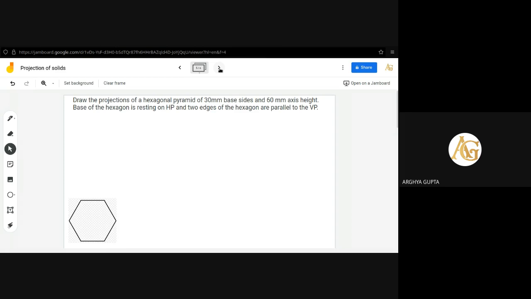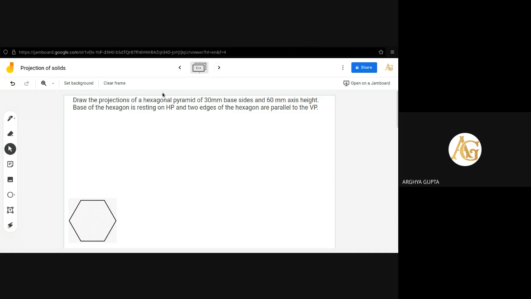Now here, draw the projection of a hexagonal pyramid. Projections, that means three views will be required, as we discussed during the lamina: front elevation, plan, and side elevation are possible. Both right hand side elevation and left hand side elevation are possible. So draw the projections of a hexagonal pyramid of 30 mm base sides and 60 mm axis height. The base of the hexagon is resting on the HP, and two edges of the hexagon are parallel to the VP.